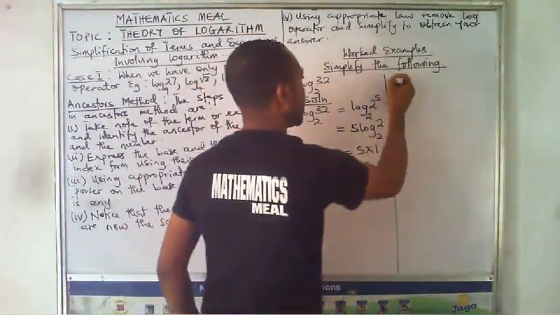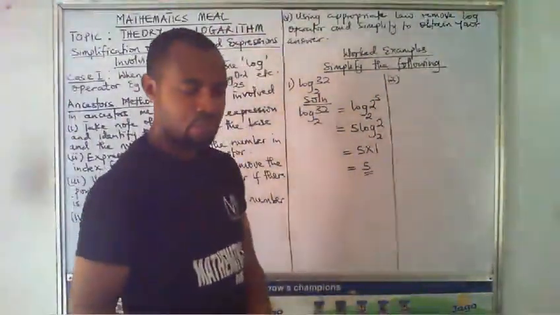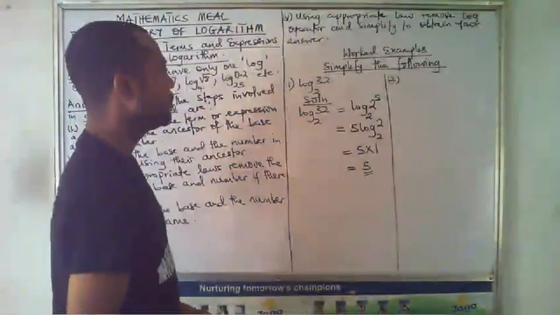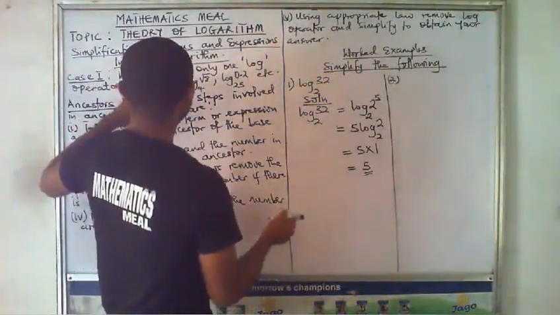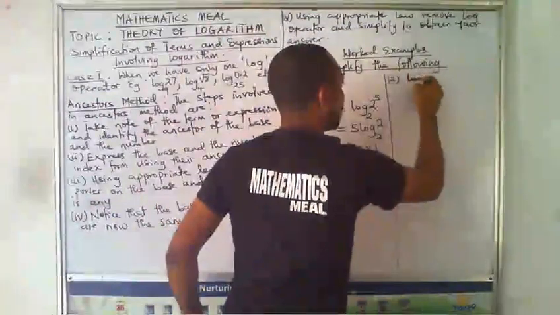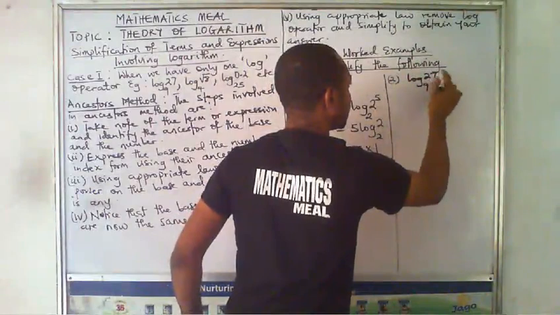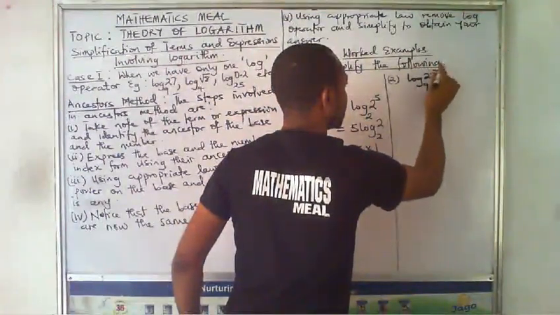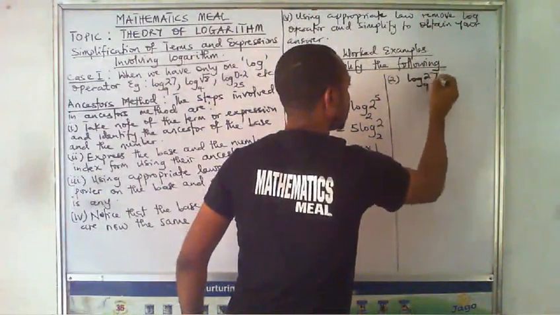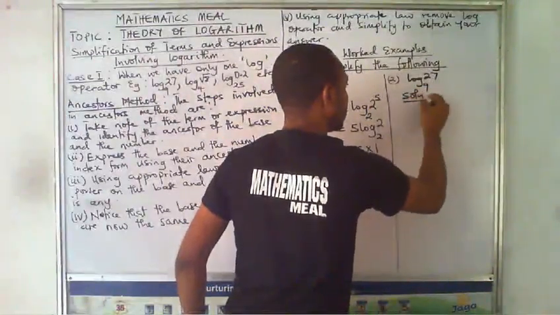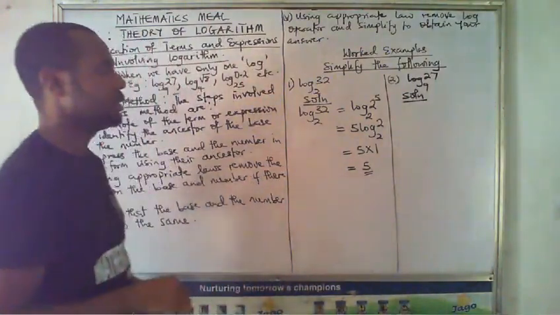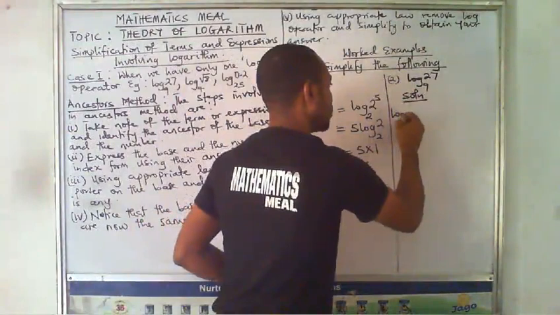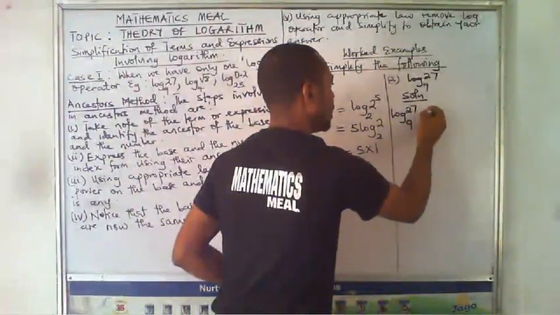Okay, we need to take another question now, quickly. So let's go. Let's pick this now. Let's say I have log 27 in base 9. We still follow our steps. So let's go. We have log 27 in base 9.